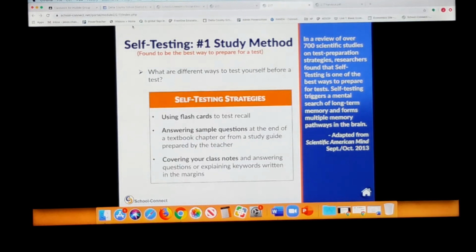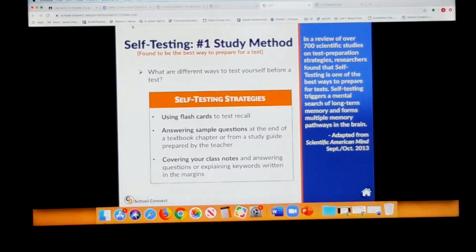So, self-testing is the number one study method. In a review of over 700 scientific studies on test preparation strategies, researchers found that self-testing is one of the best ways to prepare for tests. Self-testing triggers a mental search of long-term memory and forms multiple memory pathways in the brain. That comes from Scientific American. So, what are different ways to test yourself before a test? Some strategies: flashcards. We do a ton of that here.